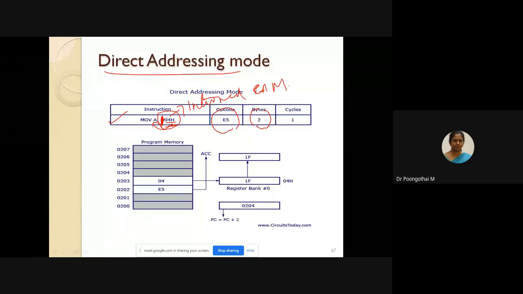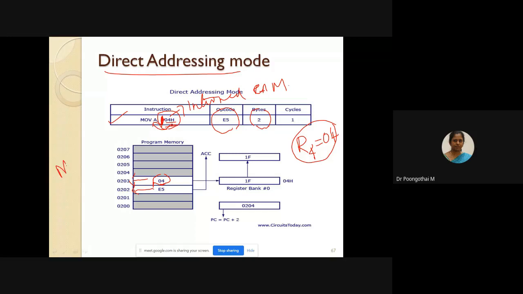The opcode for this one is E5. So E5 is stored in 0202, which is your program counter, and 04 is the address, stored in 0203. So during the execution, first it will check the content of 04. According to your bank register arrangement, the internal address of register R4 is 04. We check your internal RAM organization. So the internal address of R4 is 04. So what is the operation of this instruction? I am trying to access the data available in R4 to A.